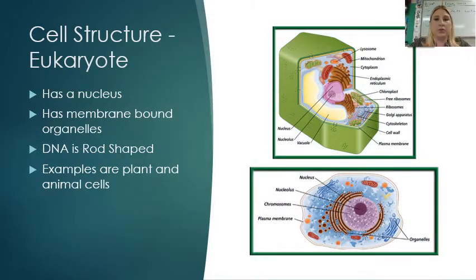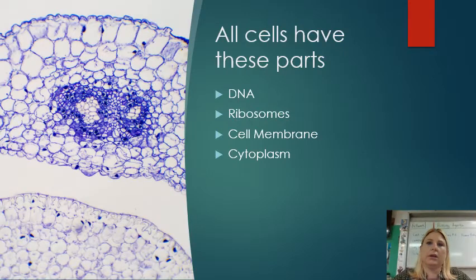Then we have our eukaryotic cells. Okay, examples are plants and animals, protists and fungi. They do have a nucleus and they do have membrane-bound organelles. Their DNA is actually rod-shaped, so it goes straight up and down. Okay. All cells, no matter what kind of cell you are, if you're prokaryote or eukaryote, you have DNA, ribosomes, cell membrane, and cytoplasm.